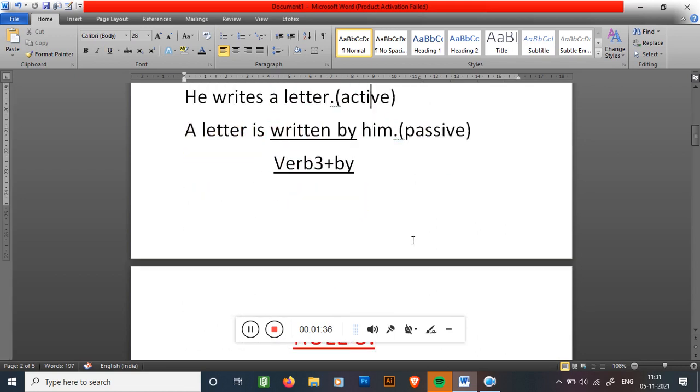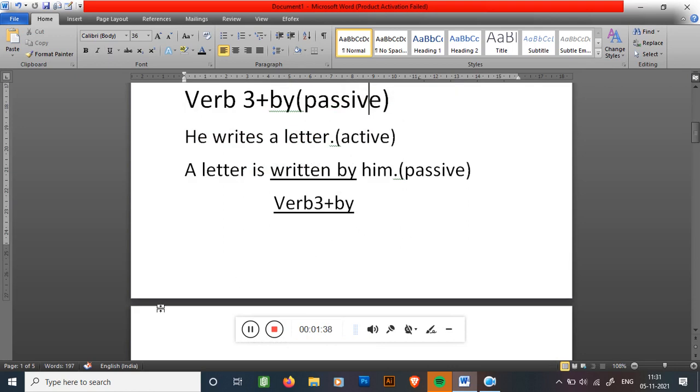Rule number 2: we use third form of verb plus by in passive form. He writes a letter, it's an active form. So when I'm going to change it into passive form, I will take a letter first: a letter is written, third form of verb, by, and he changes into him. So in passive voice we always use third form of verb plus by before the object, because before him I have used third form plus by.